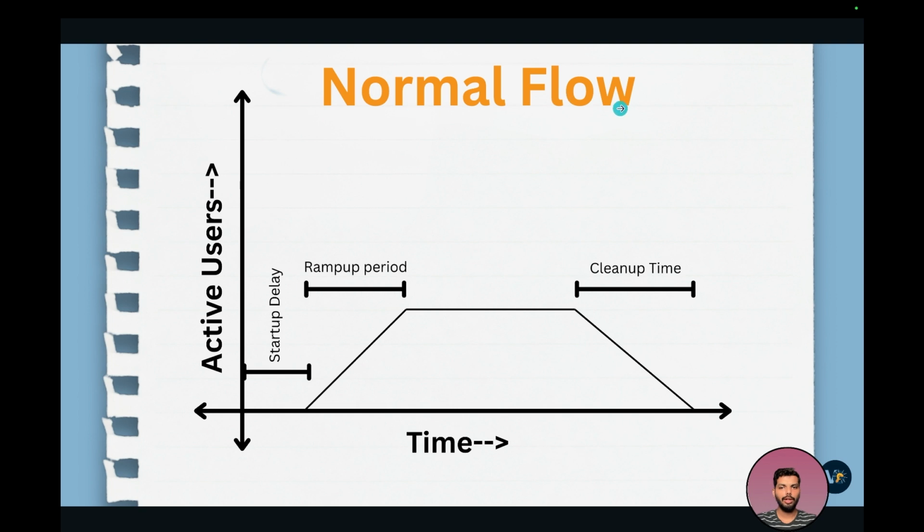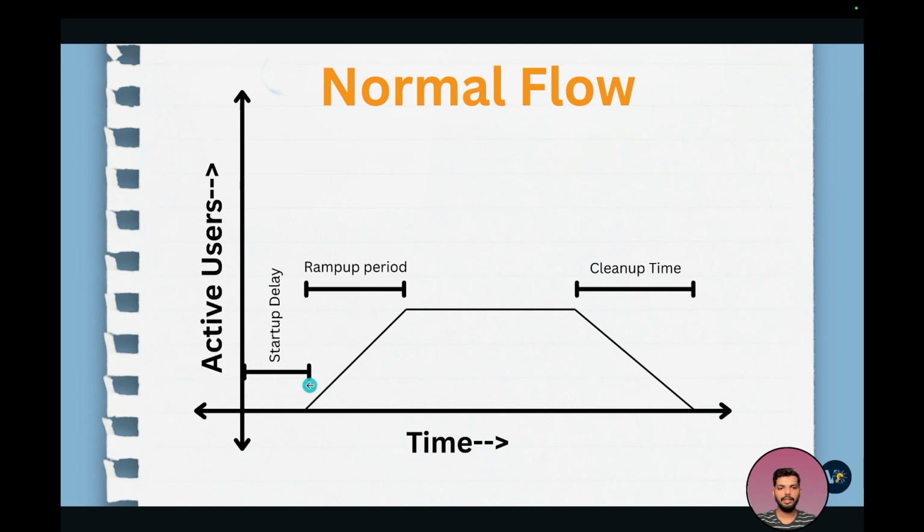Now the normal flow includes 3 delays: startup delay, ramp up period or ramp up delay, and lastly cleanup time or cleanup delay. The first is the startup delay that we can configure through JMeter, which is nothing but the delay before the test can start. The second delay is the ramp up period, which is nothing but the time JMeter takes before all the users can start their execution, or go active.